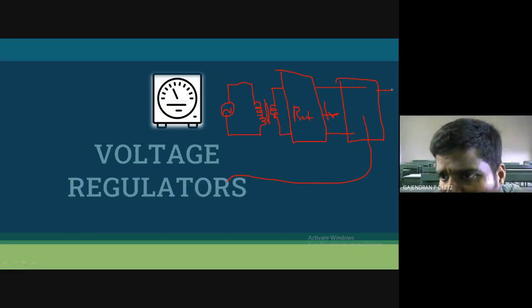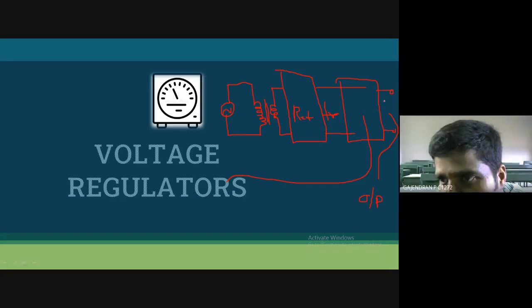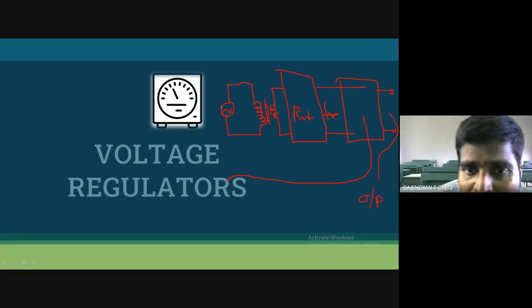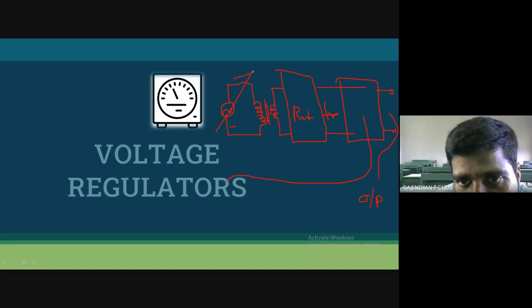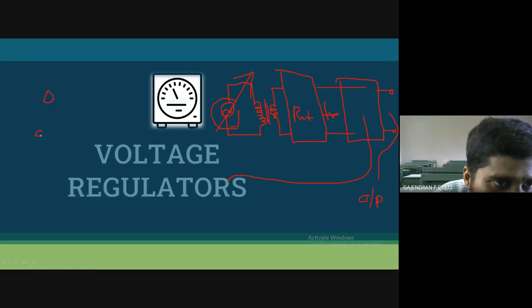Can anyone tell me under what conditions I will get a change in output voltage? Any guess from your side? When does the output voltage fluctuate? If there is a change in input voltage, very simple. We have a wall socket in our home. Am I correct? What voltage will come across this? This is your phase and neutral. What voltage will come across this?